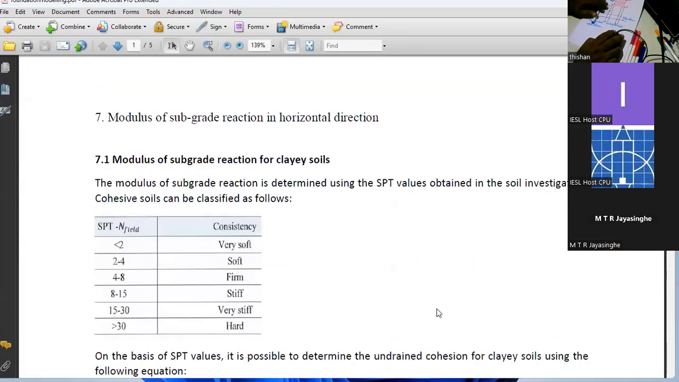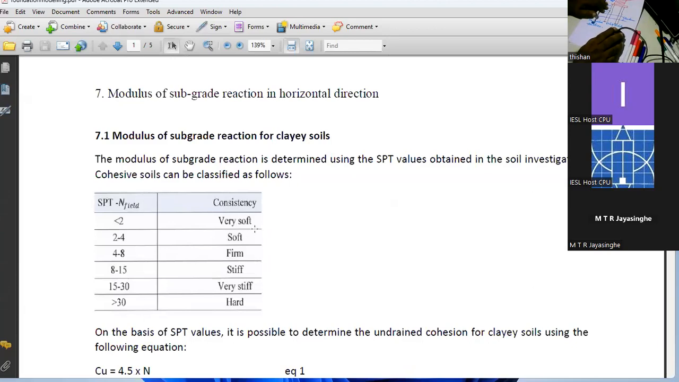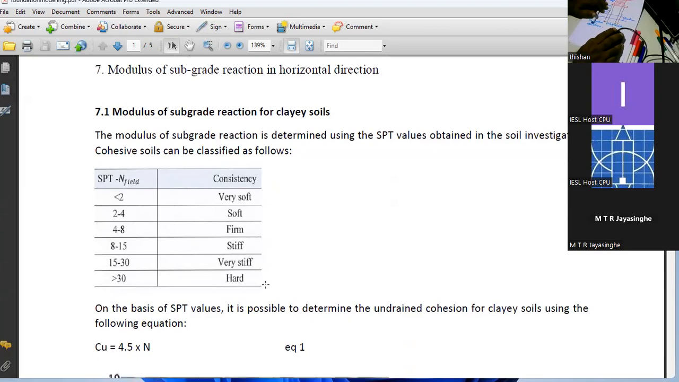Now you can see, when you have an SPT value less than 2, you get very soft soils. 2 to 4, soft soils. In this area, the SPT values can be much variable, so you have to be concerned about it. Then an SPT value of 4 to 8 is firm soil, 8 to 15 is stiff soil, 15 to 30 is very stiff soil, and if it is greater than 30, it's hard soil.